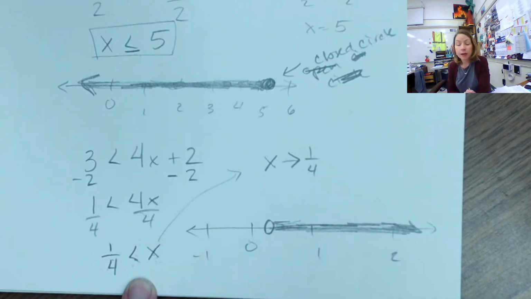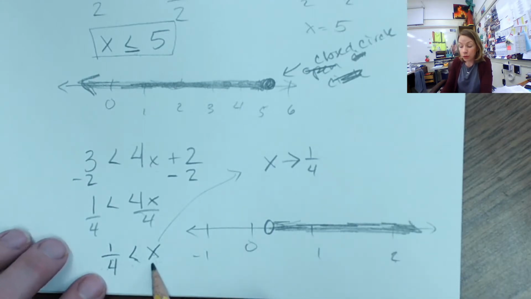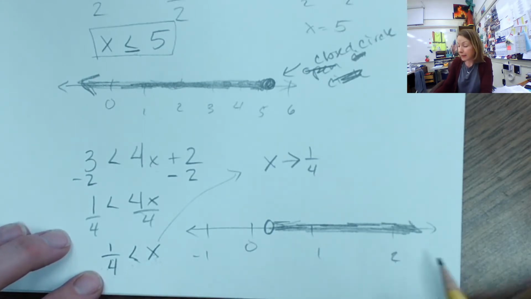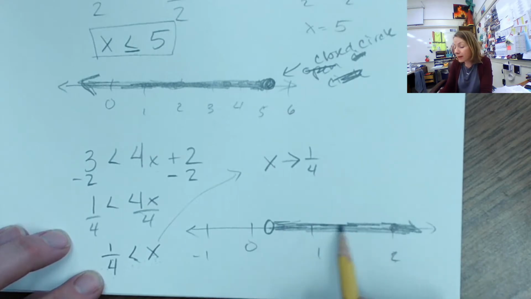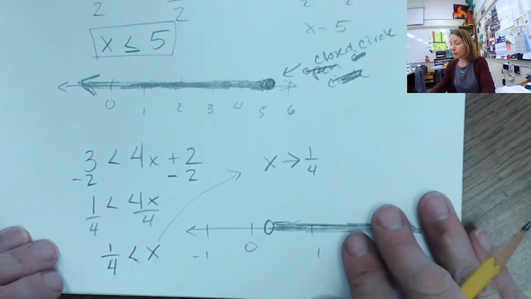You can also plug in some points to see what works. I could plug in a 2, and does it make it true? Is 2 greater than 1/4? Yes, so that means that I would shade everything on this side. Okay? Let's look at another one.